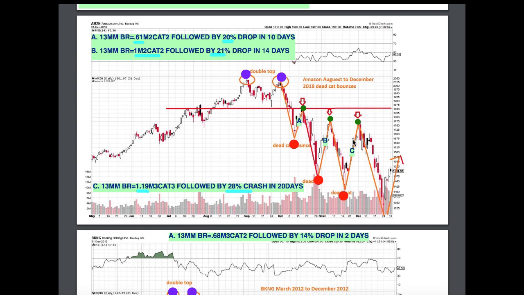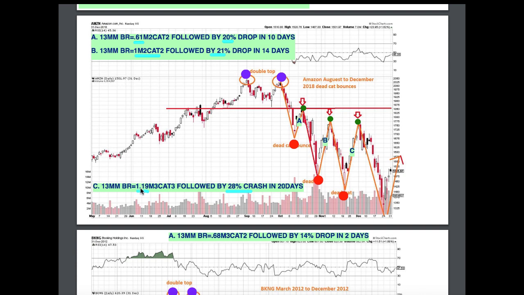Now, in this particular case, Amazon creates a ton of opportunities. In this example, you guys can clearly see that we've got bounce A, bounce B, and bounce C. Okay, after bounce A, look at the numbers. We got 0.61, M2, Cat 2. On the next move, we actually progress into higher numbers. And that ratio now goes from 0.61 to 1. You've got M2 Cat 2 still, okay? But as we transition into bounce C, that number becomes over 1.